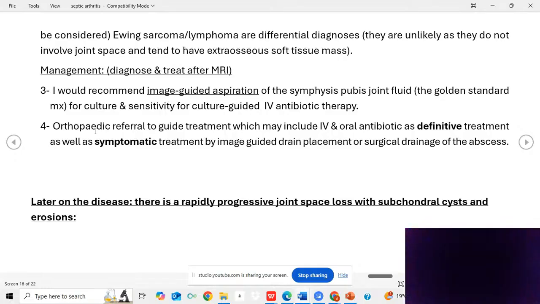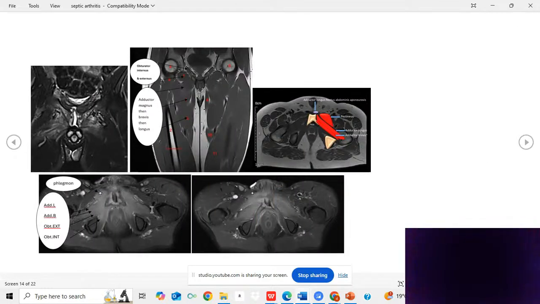Okay, so this was the third case and how to detect the inflamed group of the pelvic muscles in a case of septic arthritis. So that's all, and thank you.